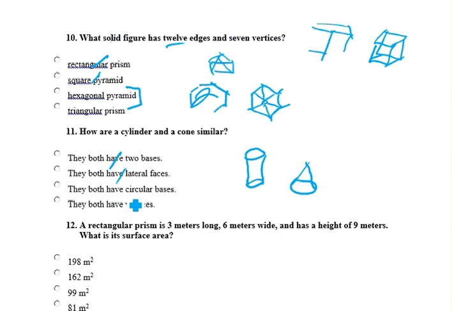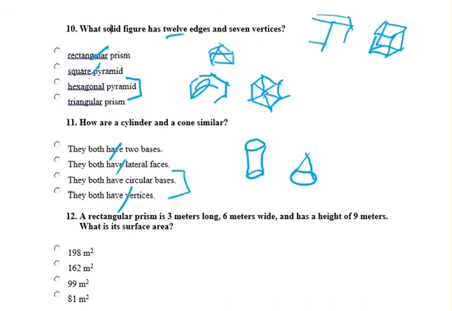So, they both have circular bases. Unless the cone's flipped up, then they'd both have lateral faces. But for now, I'm going with circular bases. Lateral faces might be a better answer. I'll send you notice in your weekly email about that one.